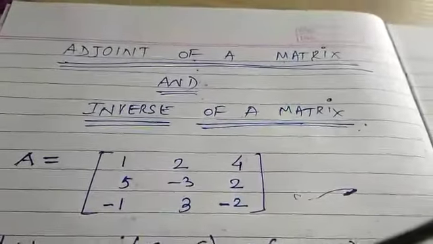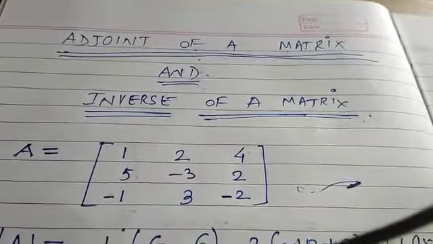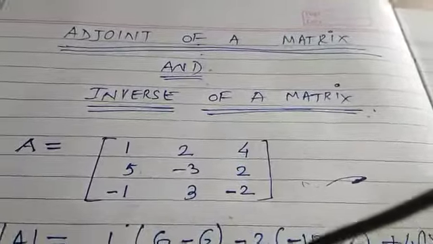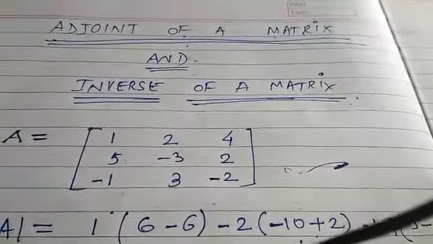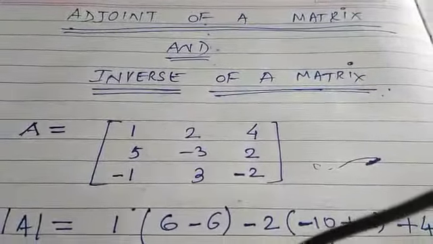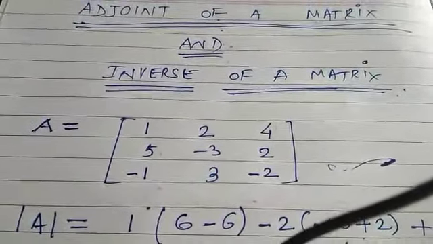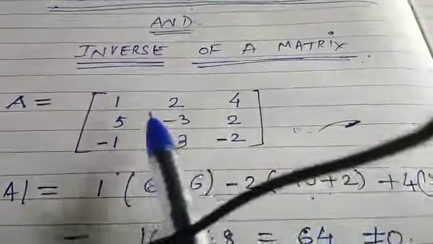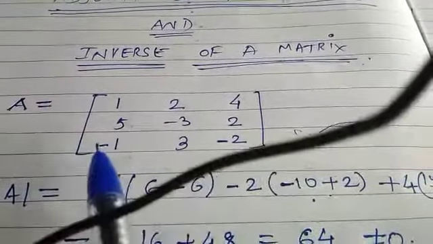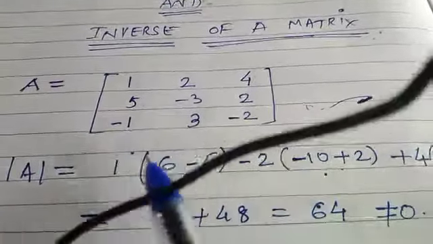Okay, students, we are coming up for adjoint of a matrix and inverse of a matrix. First we'll discuss what is adjoint of a matrix. Let A be the matrix comprising of 1 2 4 5 minus 3 2 minus 1 3 minus 2.